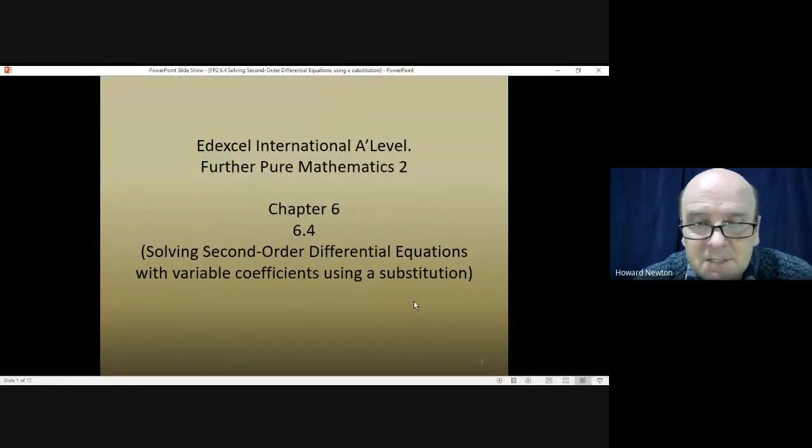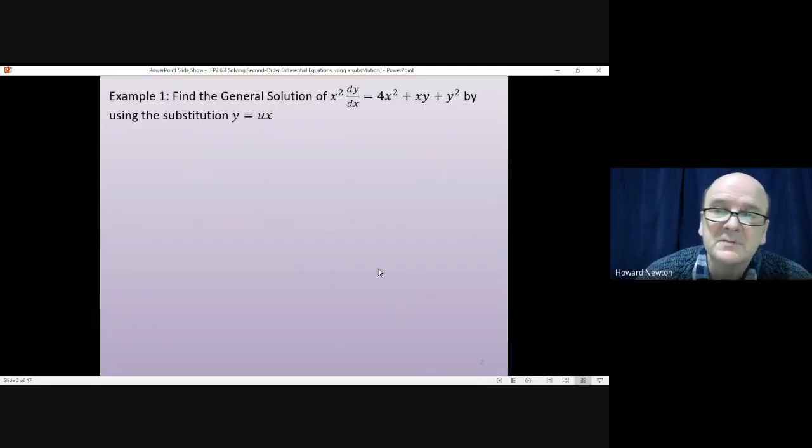And in this lesson, we'll be looking at how you solve second-order differential equations that have variable coefficients by using a substitution. But first of all, we'll remind ourselves about first-order differential equations that require a substitution. First order, because we only have dy by dx in the equation. If it had d2y by dx squared, then it would be a second-order equation.